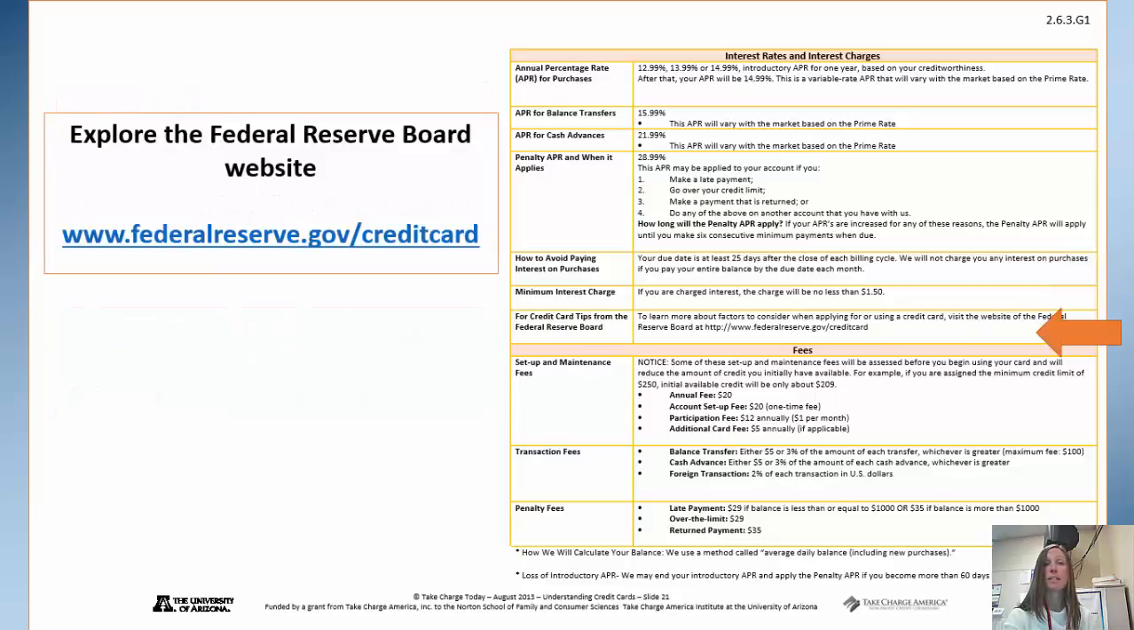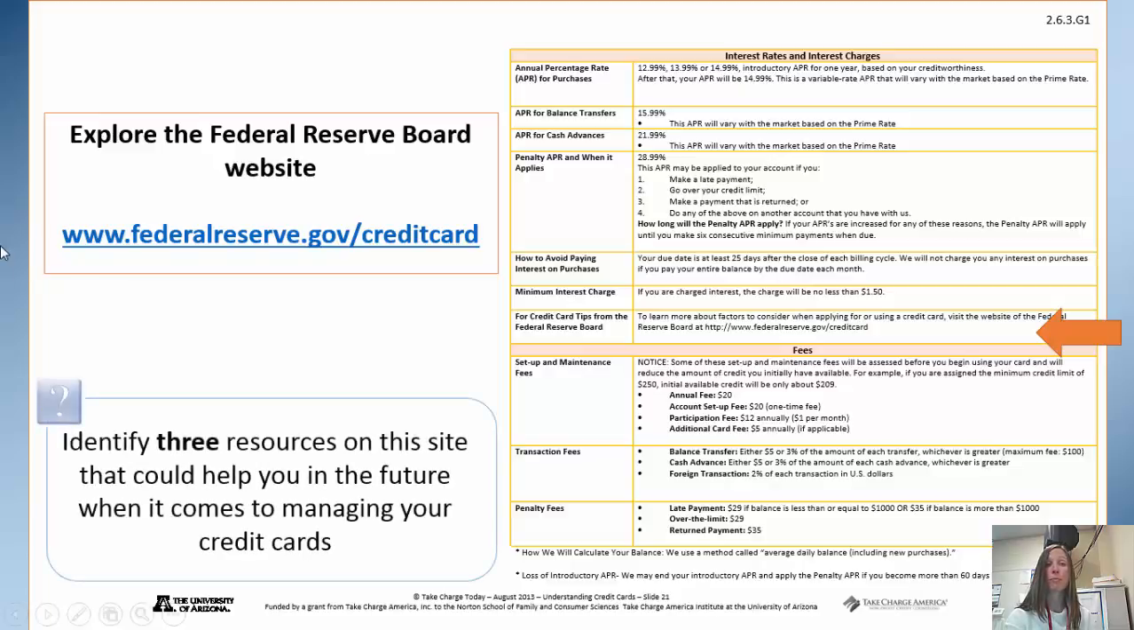And then they even list here that you can go to federalreserve.gov/creditcard to learn more. So there are 3 resources that could help you in the future when it comes to managing your credit cards: that website that you can go to, your Schumer box that you can look at, and all of the rest of your terms.